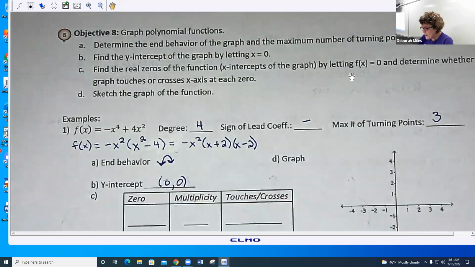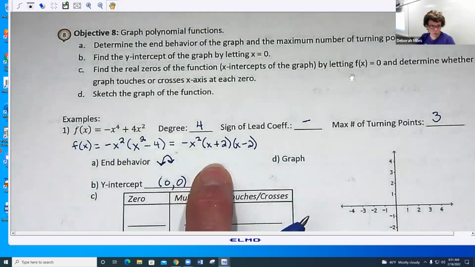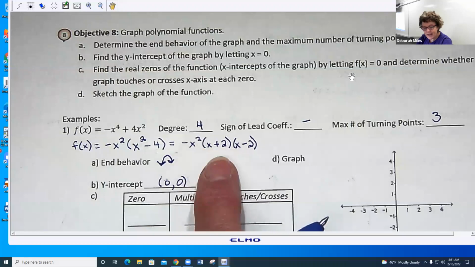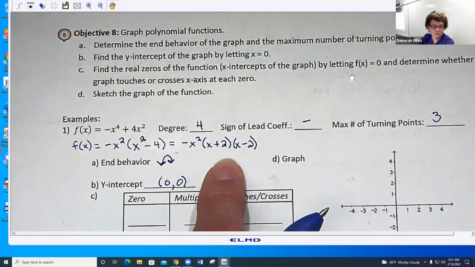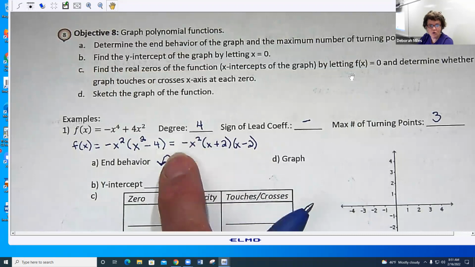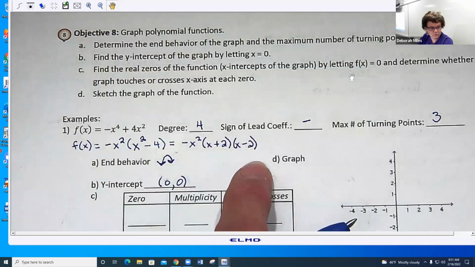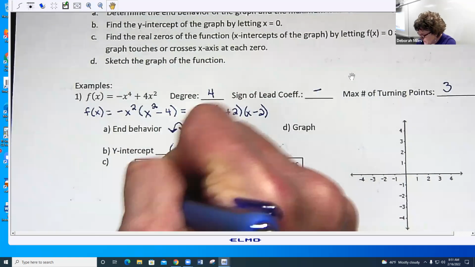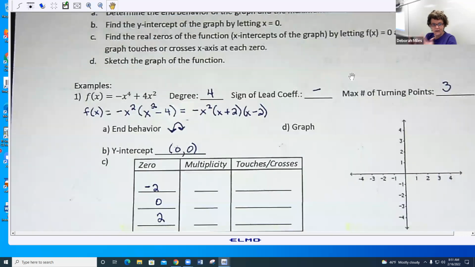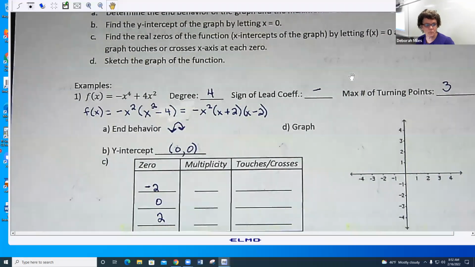All right, when you have a polynomial in factored form, you should be able to look at it and say, if I set each factor equal to 0, what am I going to get for the 3 zeros of this polynomial? Zero, -2, +2. Doesn't matter in what order you write them. I like to put them in order smallest to largest because that's how I'm going to graph them. I graph left to right.